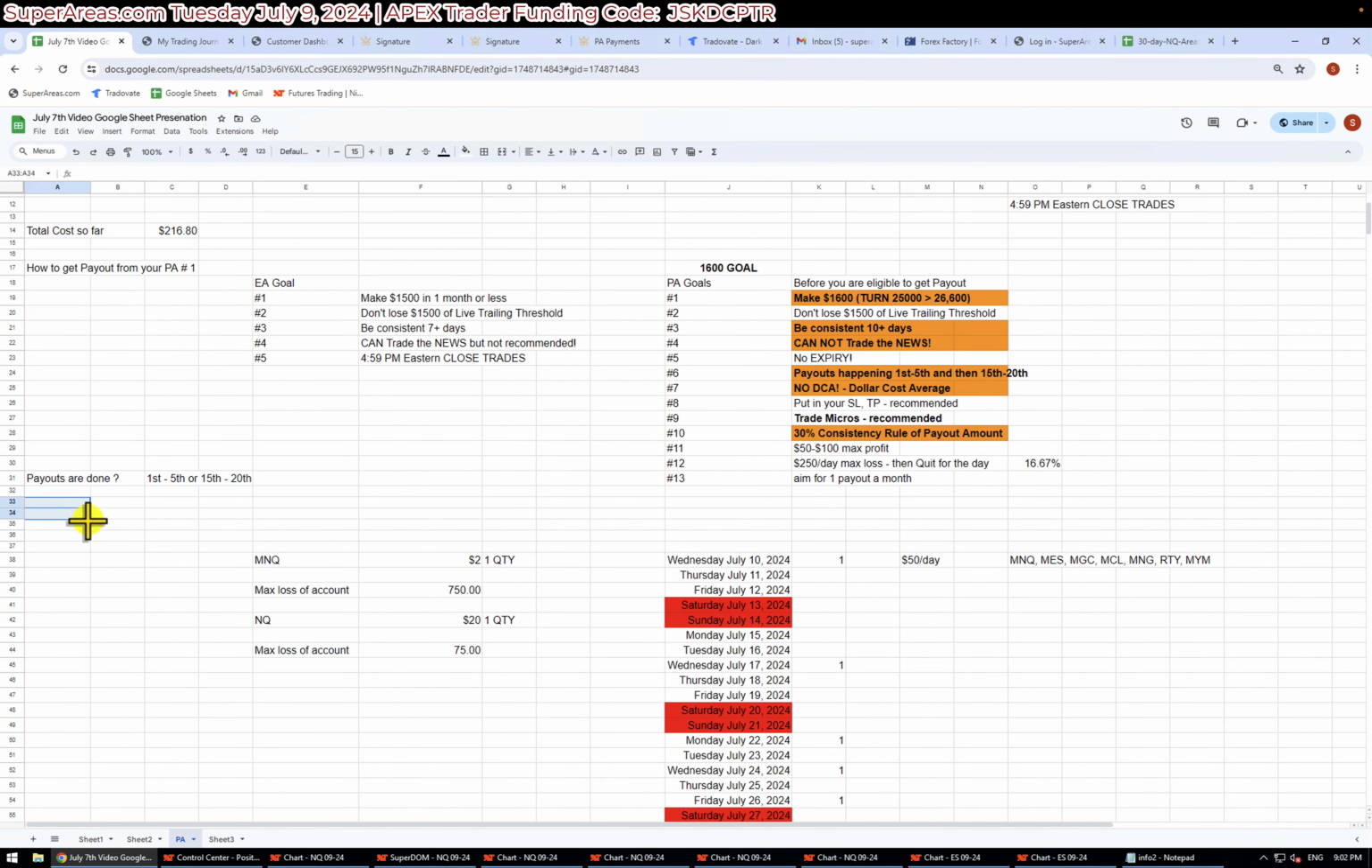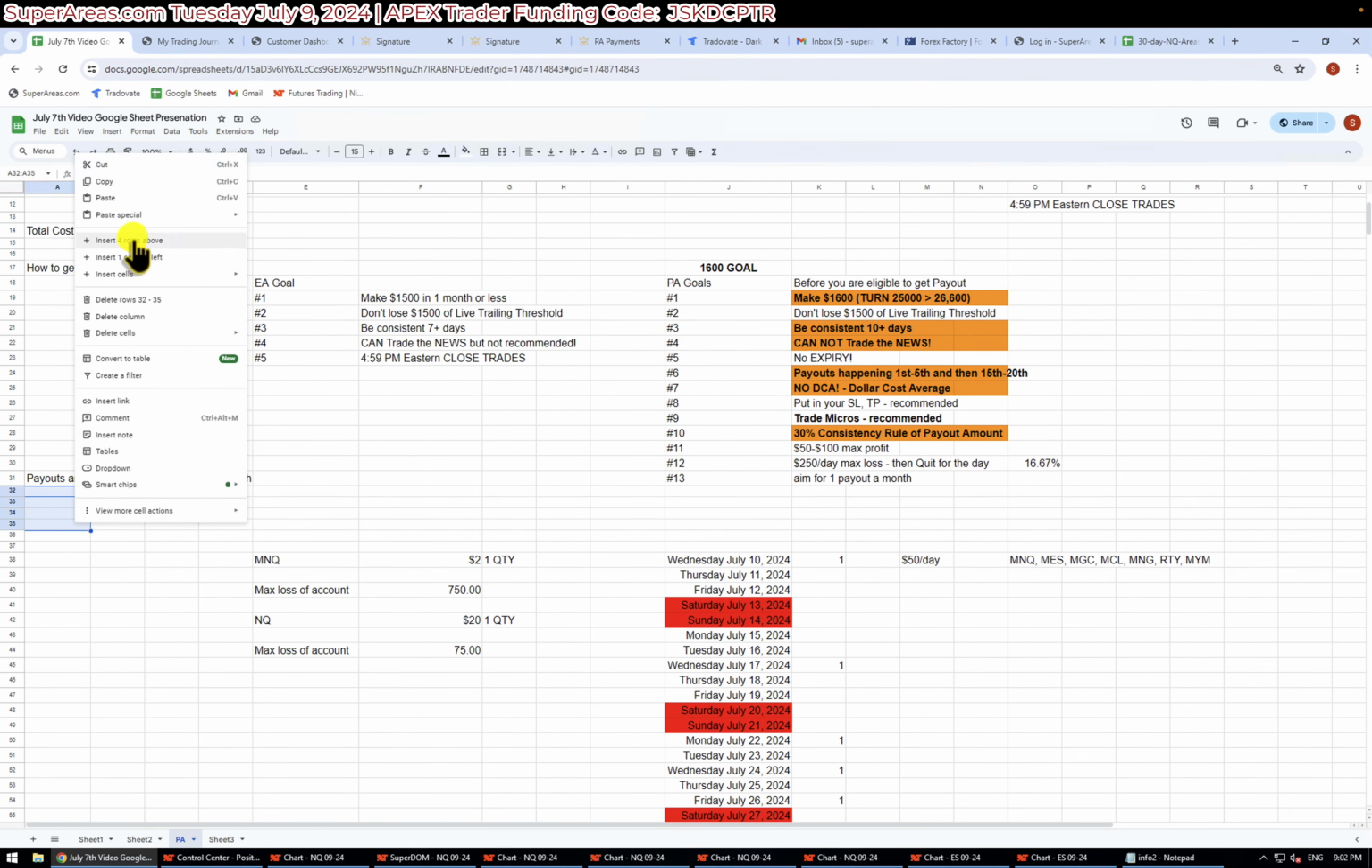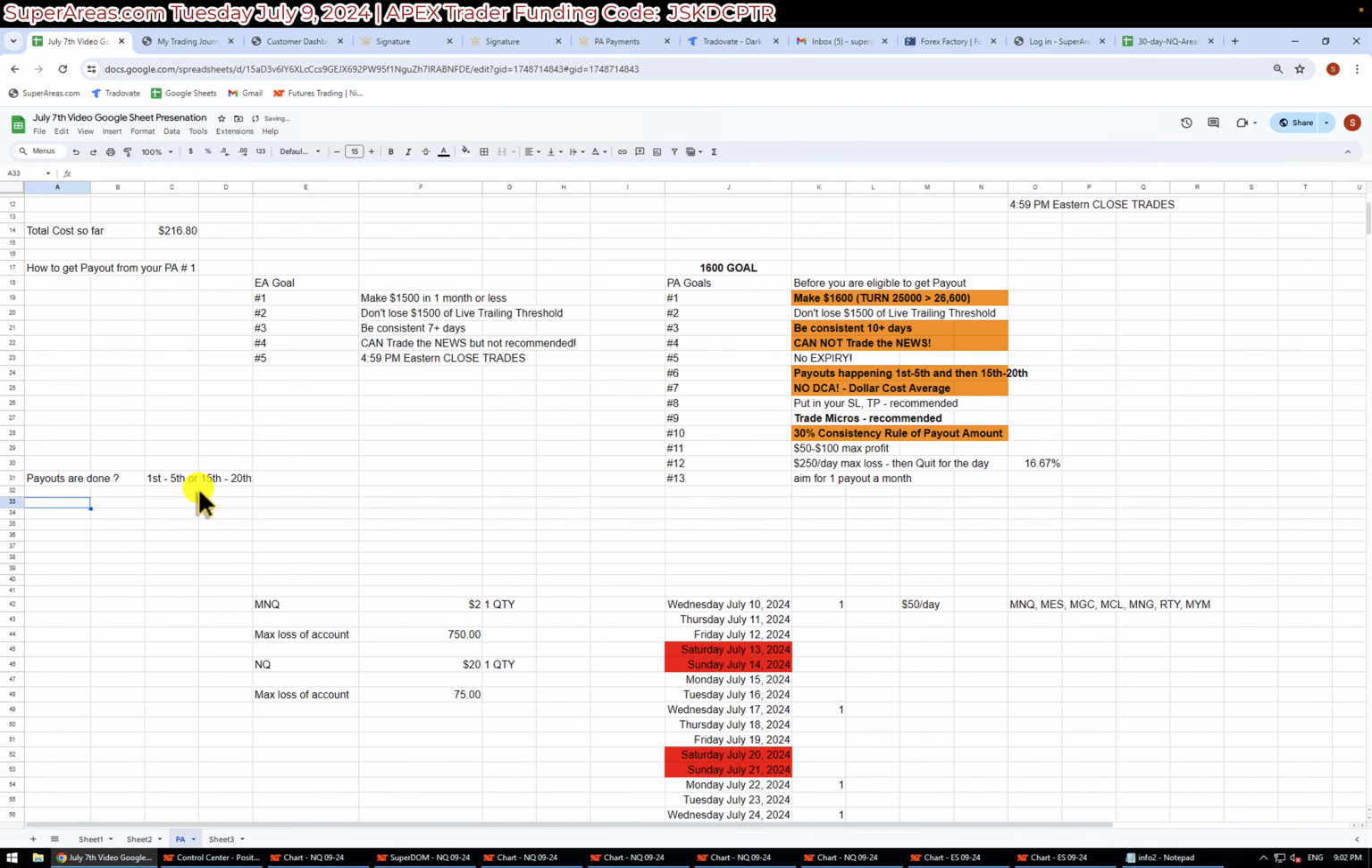Let me add some more rows, and I'll share this spreadsheet with everybody at the end of the tutorial. So how are your payouts? Trade for 10 days, any 10 days, it doesn't have to be consecutive. So be consistent for 10 days, non-consecutive. They're not linked together day by day.